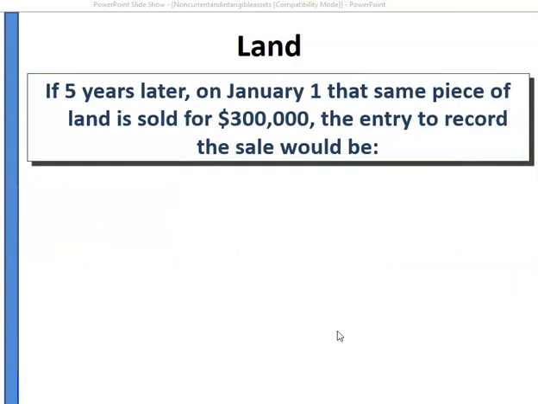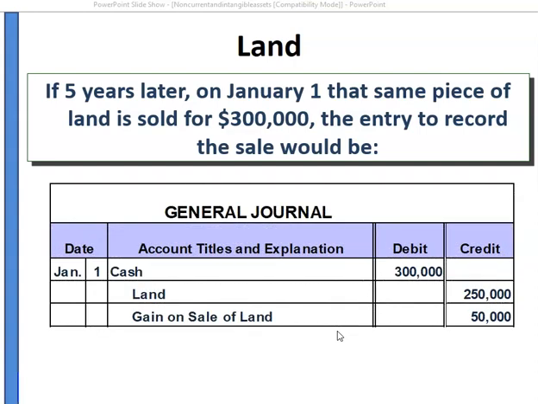Now we have a situation where 5 years later that same piece of land is sold for $300,000. And we have a journal entry here. We got cash of $300,000, so that asset went up. The land was only on the books for $250,000. It went down because we no longer have it. The difference is a gain on the sale of land.